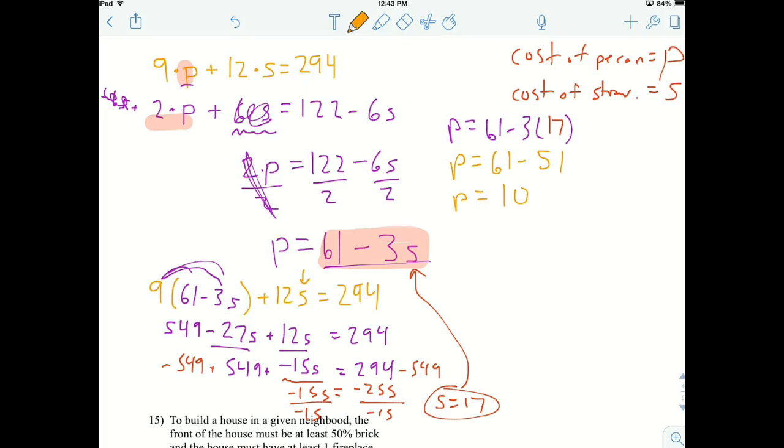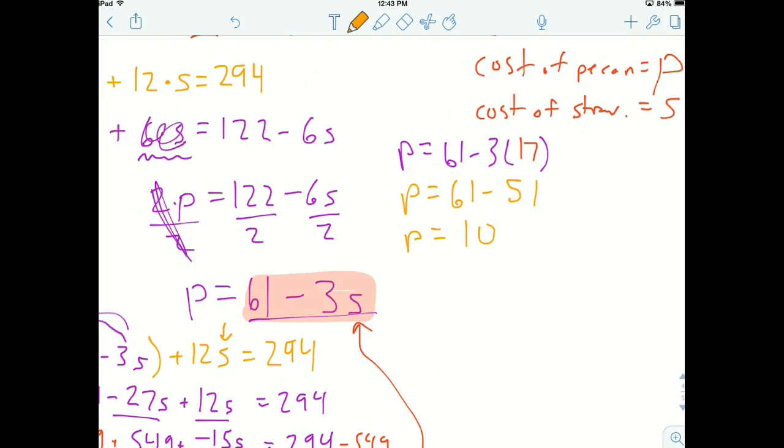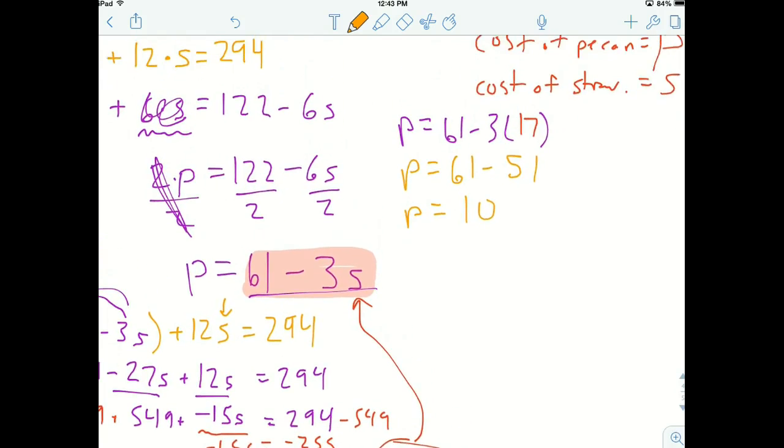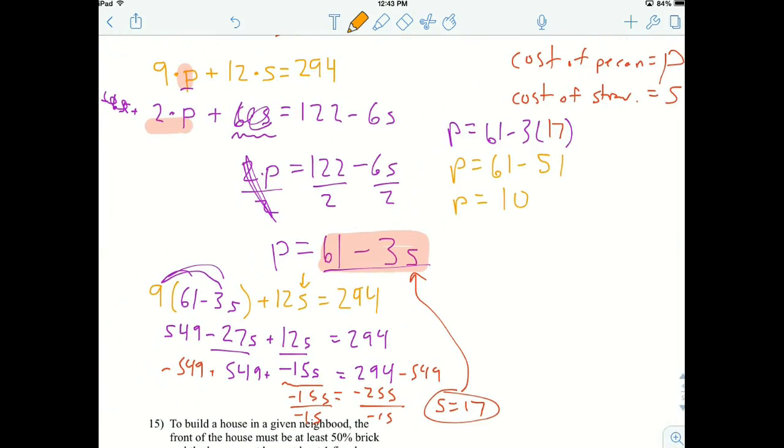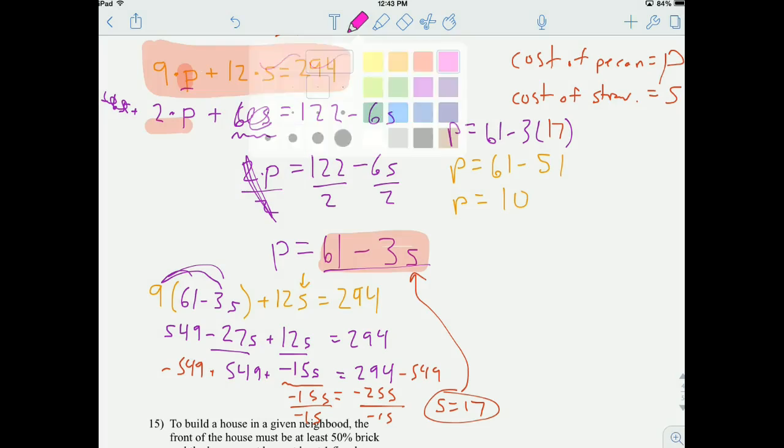So based on this problem, since p is the cost of the pecan cheesecake, we expect it to be 10, or $10. And the strawberry, we expect to be s equals 17, or $17. So we think we know the answer to this. So let's check it in the equation that we didn't solve for earlier. So this equation here was the original one that we didn't solve for p or s earlier. So let's plug all these numbers in and see if it still works.